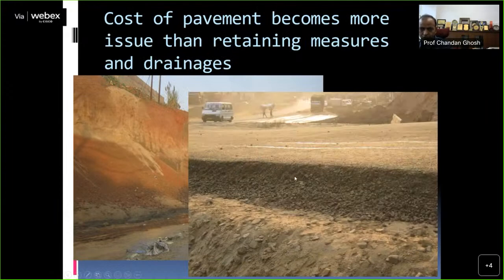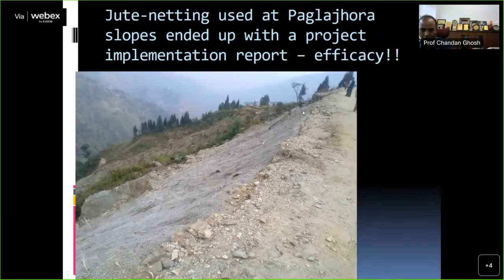But in some cases we give more importance to how thick the pavement is that we are providing. Actually, it should not be. We must protect the wall first before making the paved road. Otherwise, we sometimes end up like the jute netting used at the Paglajora slopes in northern West Bengal, which ended up as a project implementation exercise. The efficiency of these things after 6 months, nobody guarantees. So these all failed.